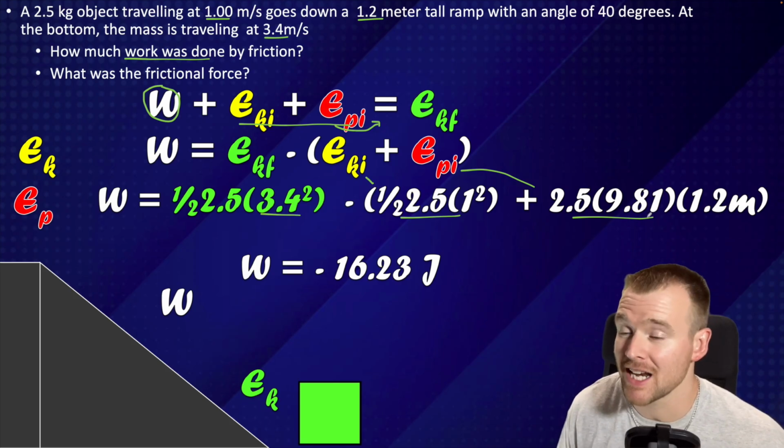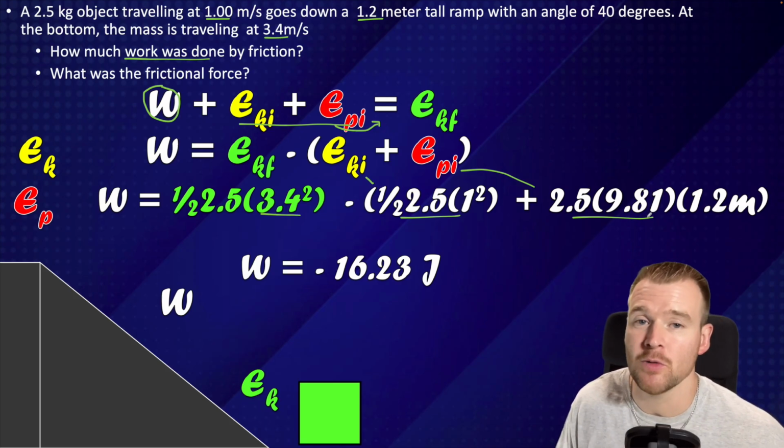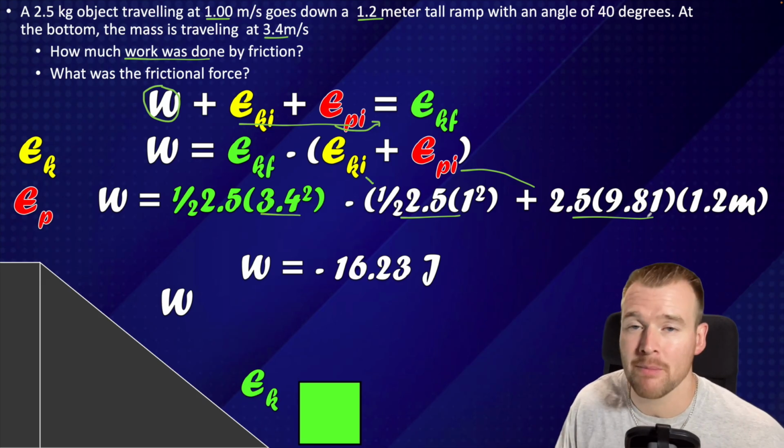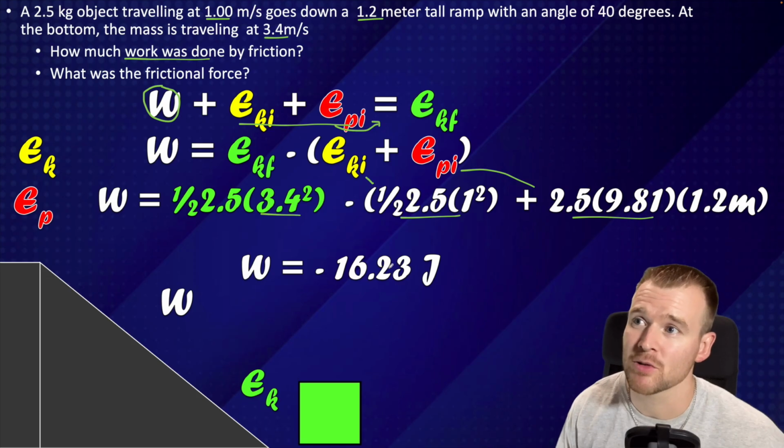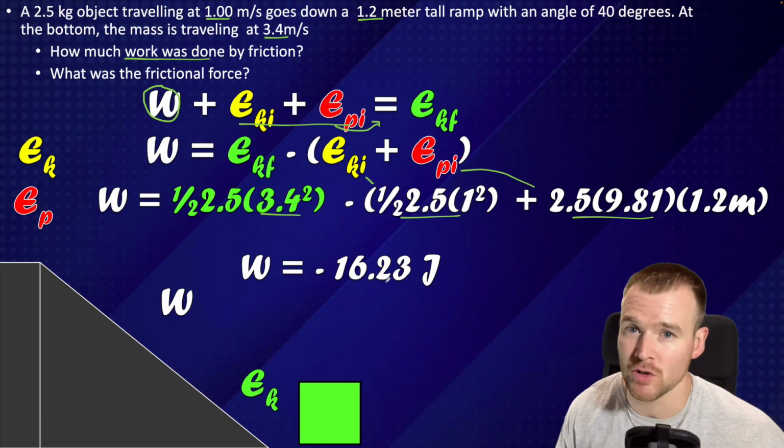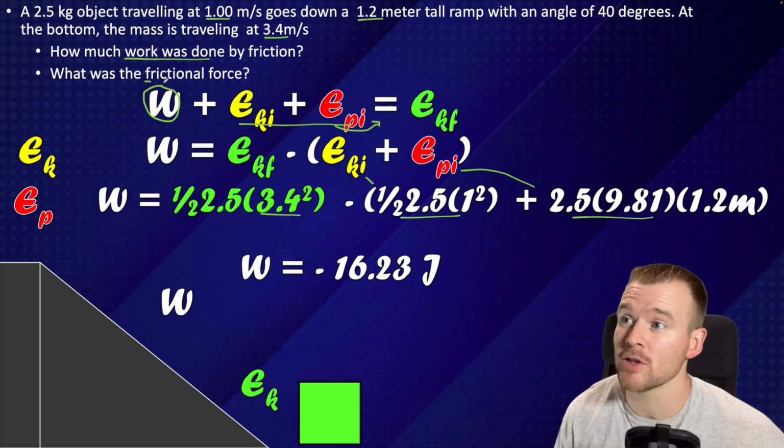I was expecting a negative value for the work because energy was lost when it was sliding down the ramp. It was lost to heat due to friction. So the first part, how much work was done by friction? Negative 16.23 joules. Now we're not quite done there because it also added another question, what's the frictional force?